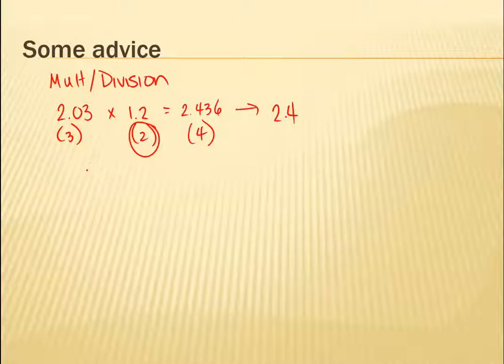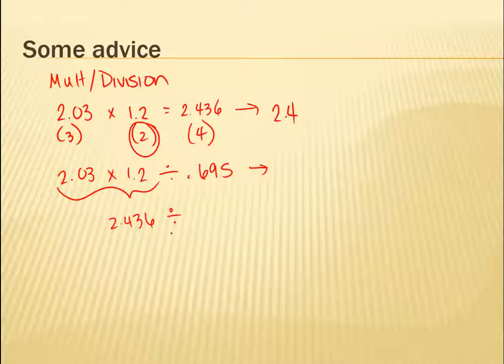Same thing for division. Now, what if I have multiple calculations? What if I have 2.03 times 1.2 divided by 0.695? When I do these two numbers first, I don't need to round. So don't round before in intermediate calculations. Only round at the very end in your final solution. Keep all your digits, even though they don't really mean much, because if you round early, you're going to increase the error margin in your final solution.